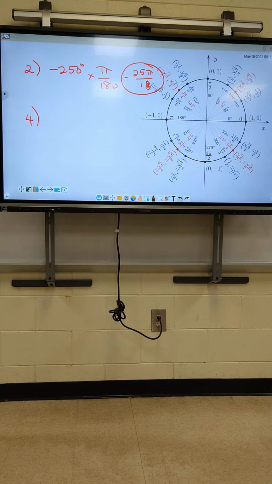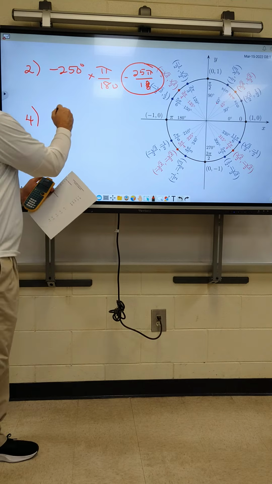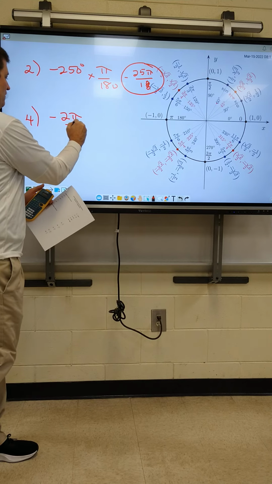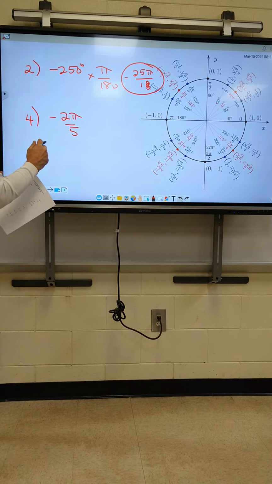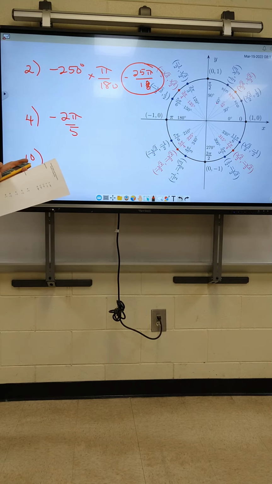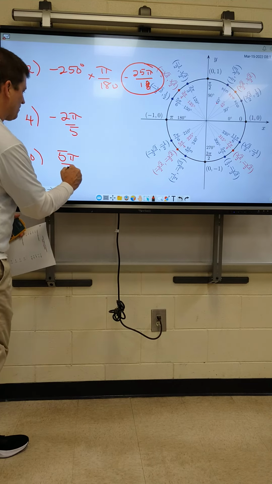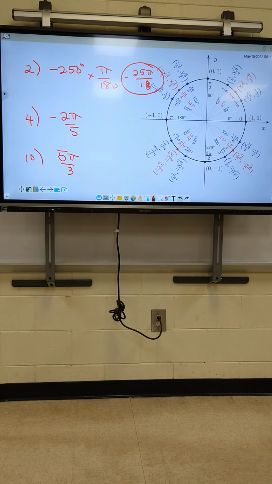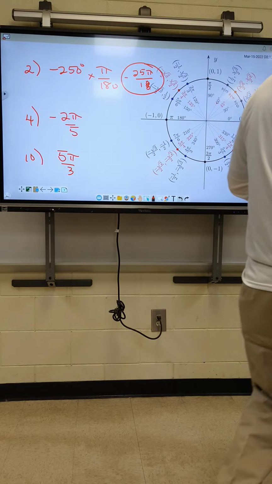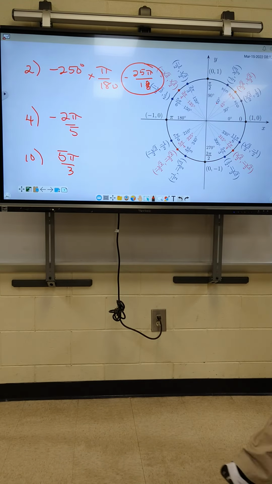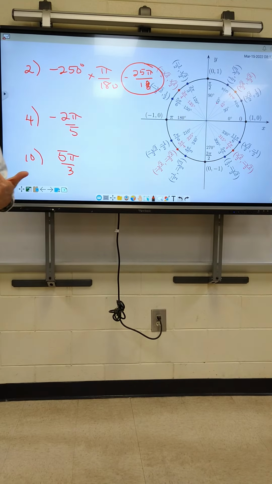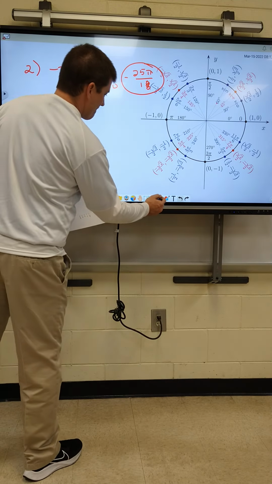Number 4. Negative 72 times pi over 180. I got negative 2 pi over 5. I'll do one more. 6 is already up there. 8's up there. Let's do 10. 300 times pi over 180. I got 5 pi over 3. All right. Question? All right. Allison, we good? Everybody's good now, 1 through 10, right? All right, let's go to number 11.